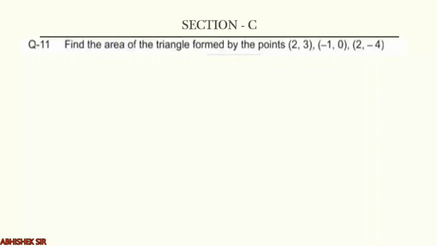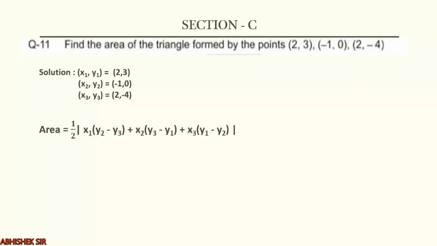Now the next question is question number 11. Find the area of the triangle formed by the points 2, 3, minus 1, 0, 2, minus 4. So we have a simple formula of finding the area of triangle. Even though the formula is lengthy, the formula is very simple. So let us assume that x1, y1 is 2, 3, x2, y2 is minus 1, 0, and x3, y3 is 2, minus 4.